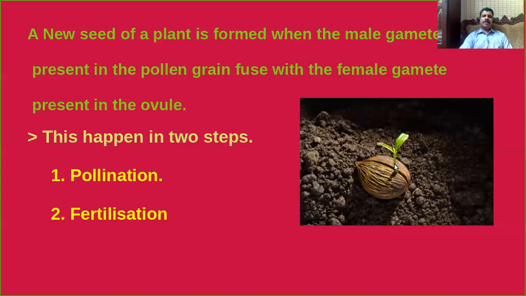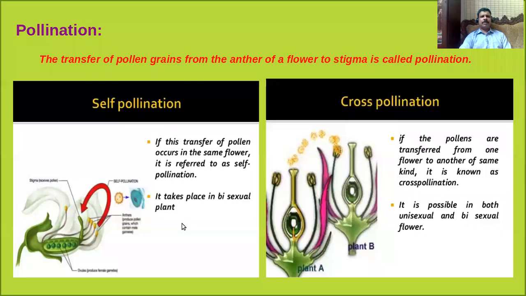Dear students, seed formation occurs in two different steps, that is pollination and fertilization. Is it clear? Let me discuss pollination and fertilization in detail. Do you know what is the meaning of pollination? Yes, the transfer of pollen grains from the anther of a flower to the stigma is called pollination.